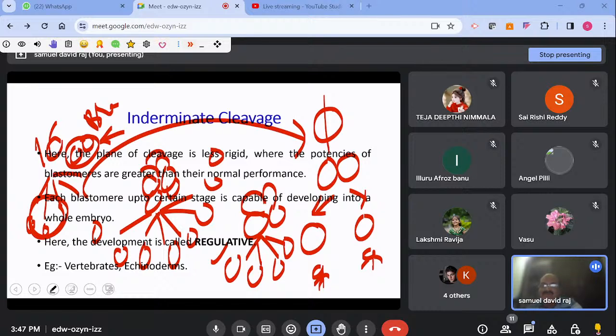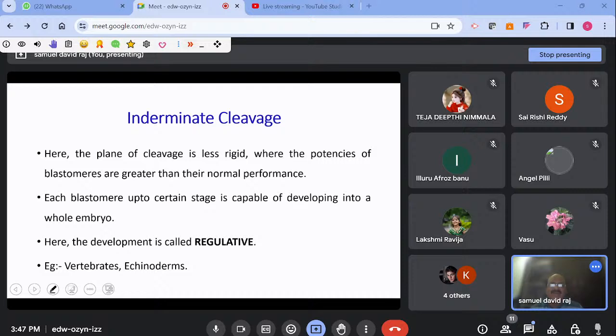Thus, during embryonic development, when the fate of the blastomeres is not determined up to some stage, not the entire embryonic development, up to a certain stage, then it is called indeterminate cleavage. So up to a certain stage, it is capable of developing into a whole embryo and finally giving rise to a whole adult. Such a development, due to indeterminate cleavage, is called regulated development, and it is characteristic of vertebrates and echinoderms.